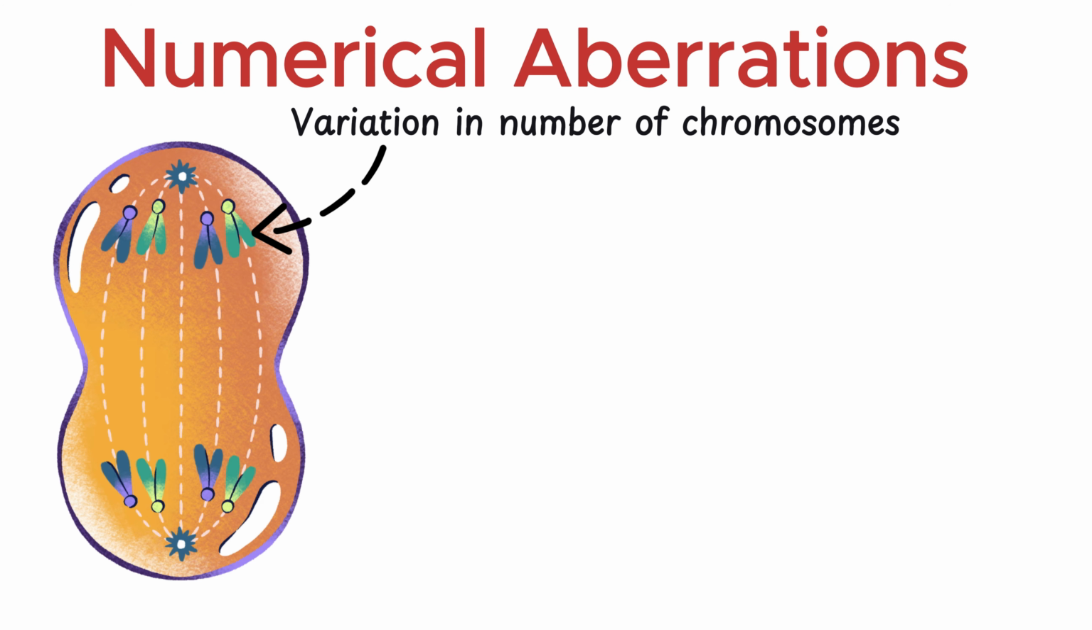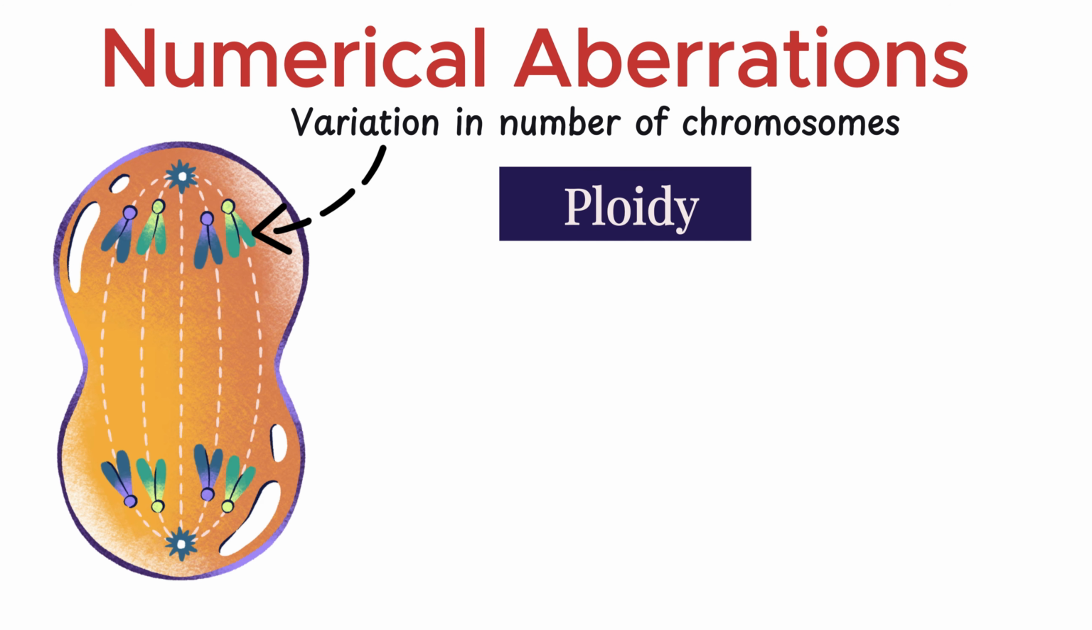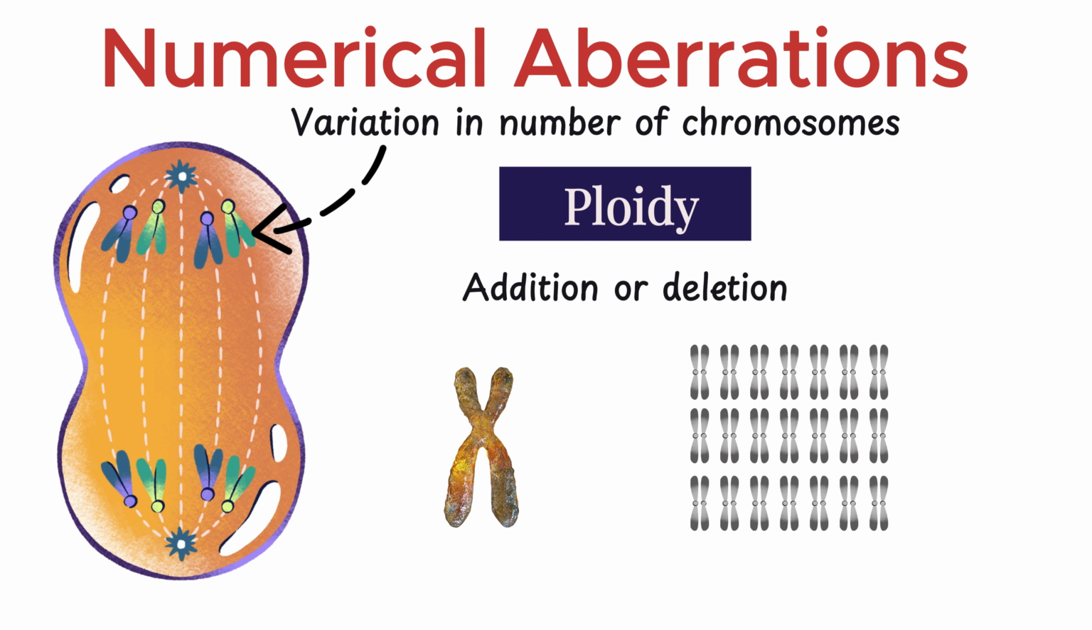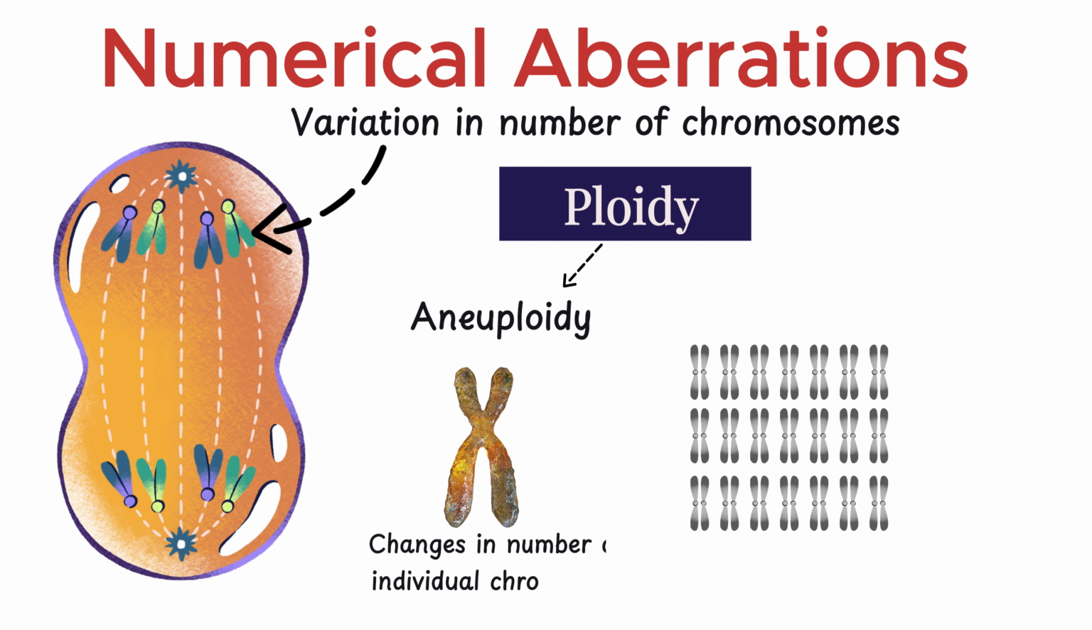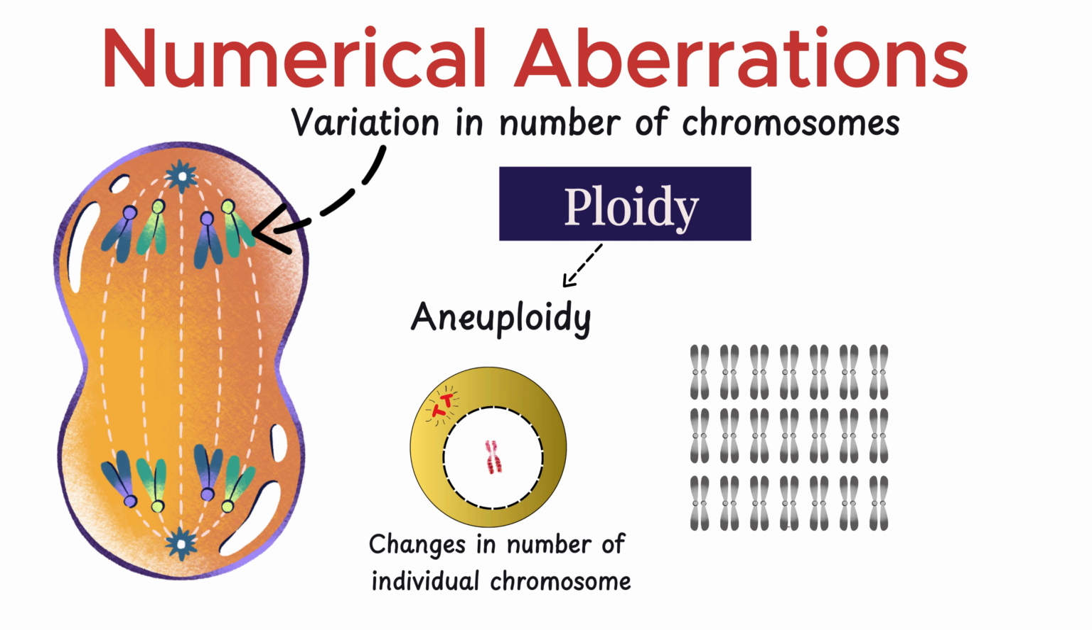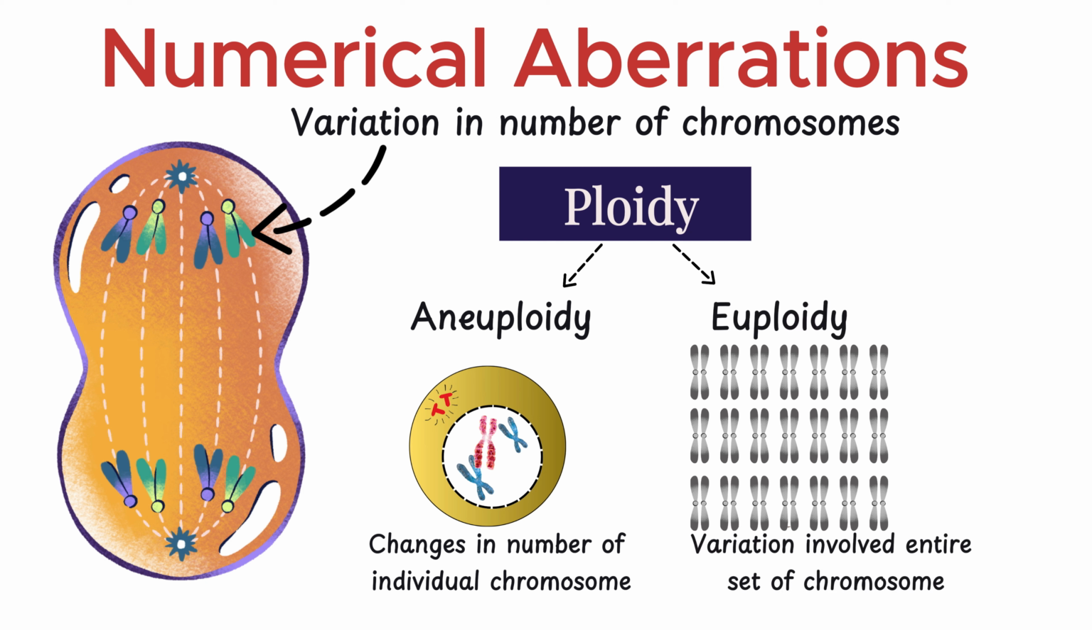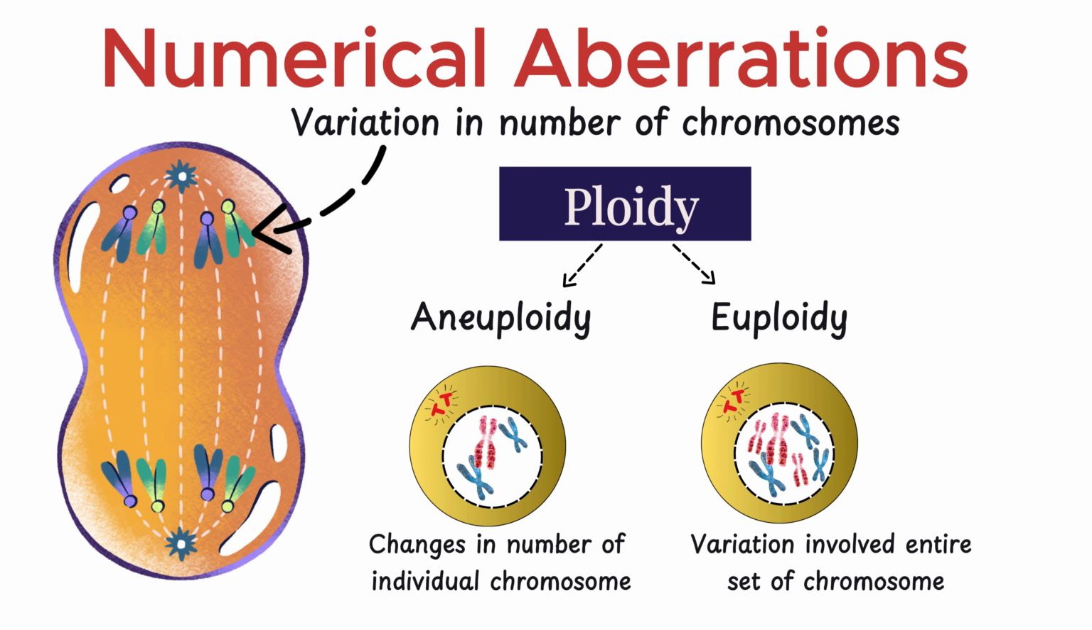Variation in the number of sets of chromosomes is referred to as ploidy, and it is quite commonly observed in nature. Changes in chromosome number can involve either the addition or deletion of individual chromosomes, or the entire set of chromosomes. Based on this, two major classes of ploidy variations can be identified. First, aneuploidy, where there is a change in the number of individual chromosomes. This means one or more chromosomes are either missing or present in extra copies, but the overall chromosome set remains incomplete. And second, euploidy, where the variation involves the entire set of chromosomes. In this condition, one or more complete sets of chromosomes are added.